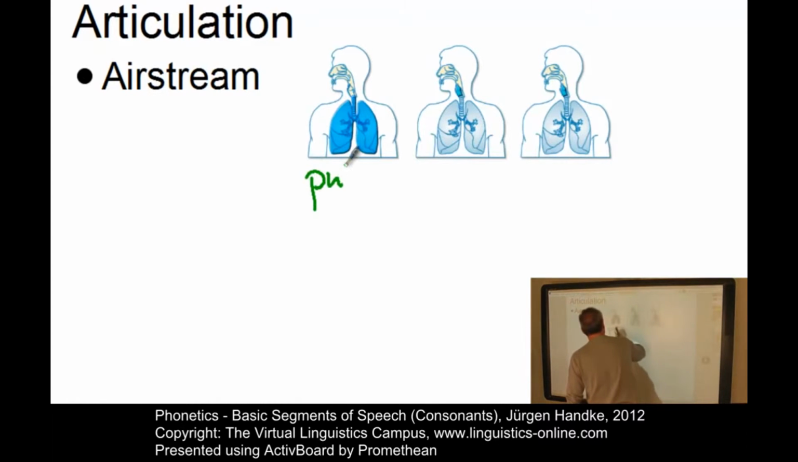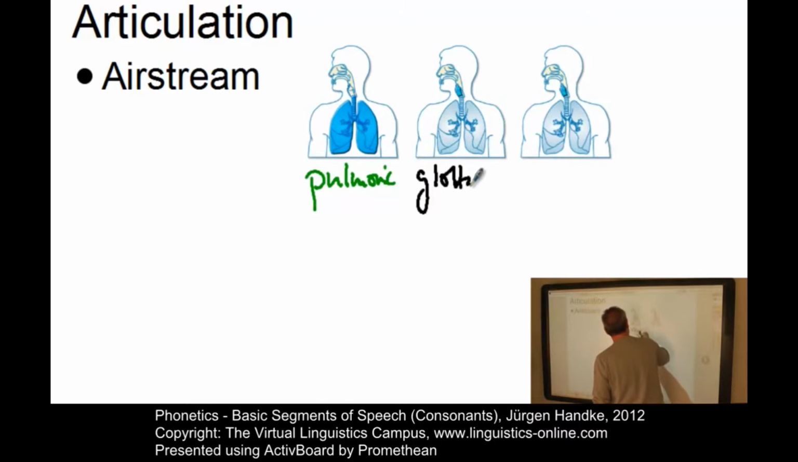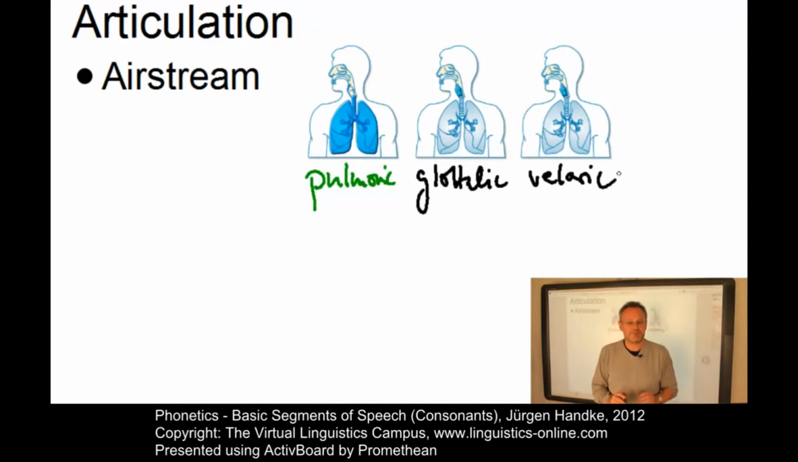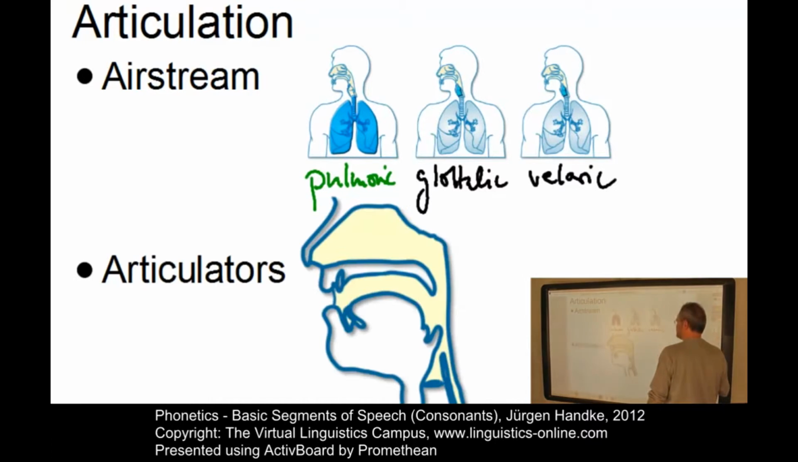Pulmonic, represented over here. We will not look at consonants produced with a glottalic or with a velaric airstream. These types of airstreams will be discussed separately. To understand the main articulatory parameters, we have to deal with some anatomical details about the vocal tract first.